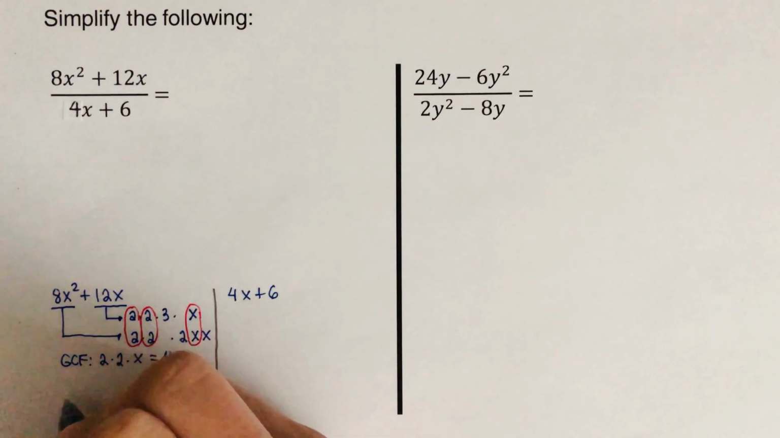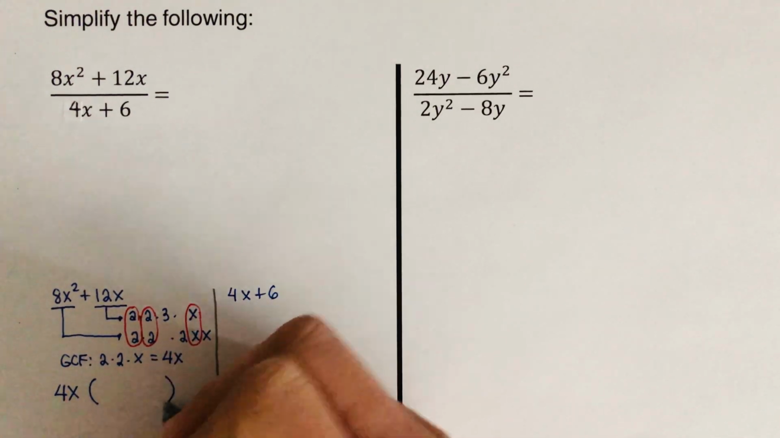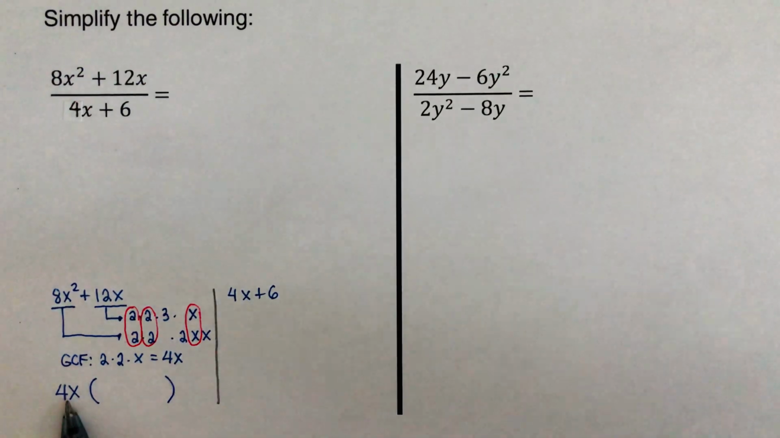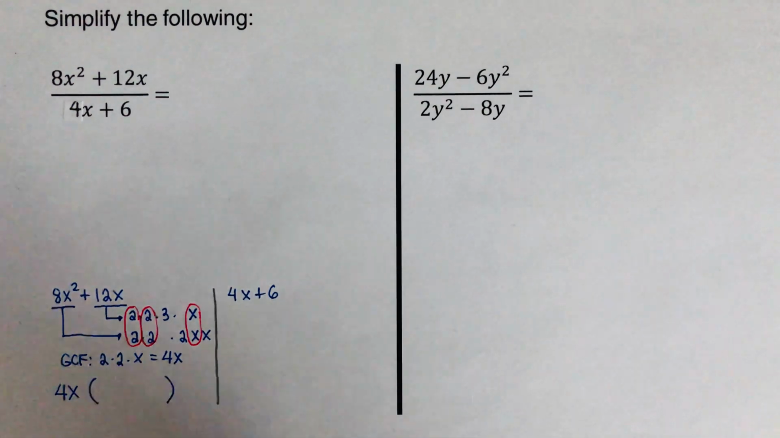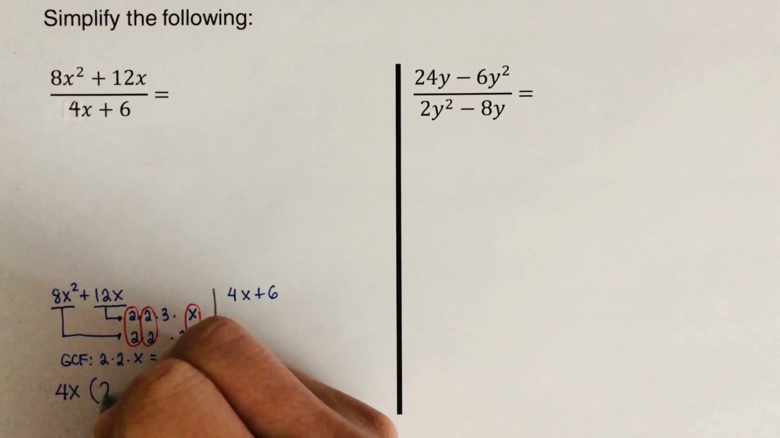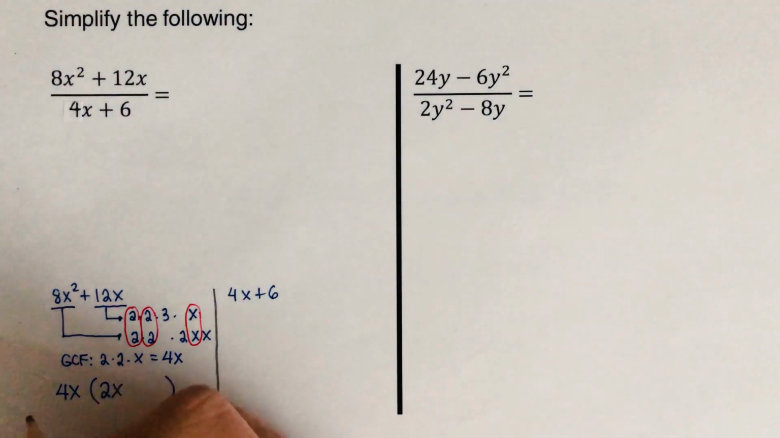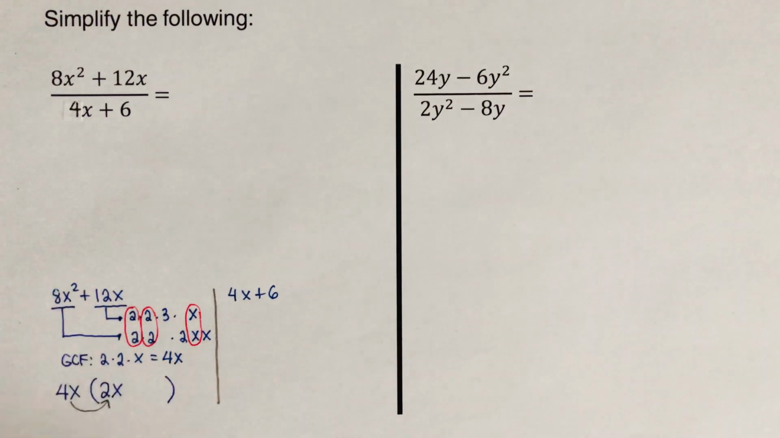So I'm going to write 4x here and then parentheses. Now, we determine what to write inside the parentheses. You can actually divide it. 8x squared divided by 4x is actually 2x. I can go ahead and write 2x right here, so that if we use the distributive property, 4x times 2x is actually 8x squared.